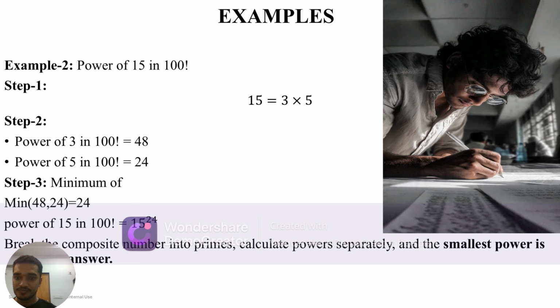I already said that the power of 3 in 100 factorial is 48 and the power of 5 in 100 factorial is 24. So the minimum of 48 and 24 is 24. 48 is the bigger number compared to 24. So the power of 15 in 100 factorial is 15 to the power 24, since 24 is the minimum number. So the rule is: break the composite number into primes, calculate the power of each separately, and the smallest number is the answer to these questions.